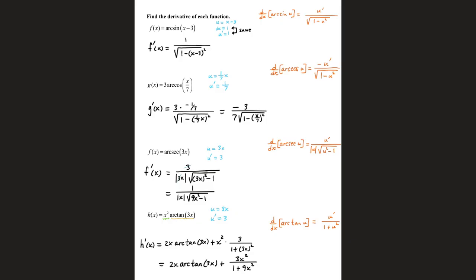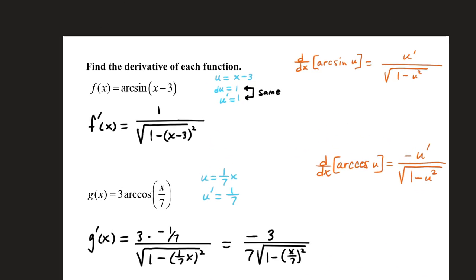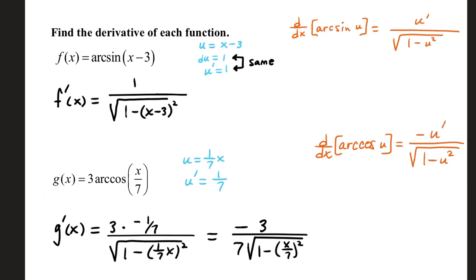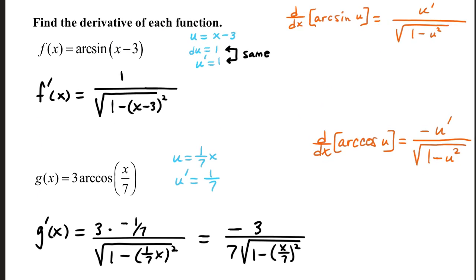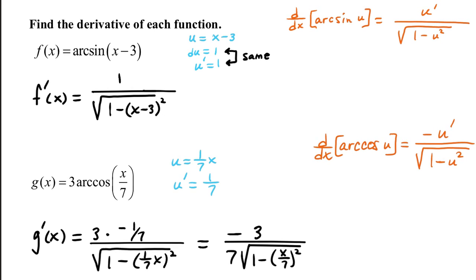Let's look at some examples we did together in class. I think we can do 2 at a time. It won't be too distracting. There we go. First one, we have the function arc sine of x minus 3.